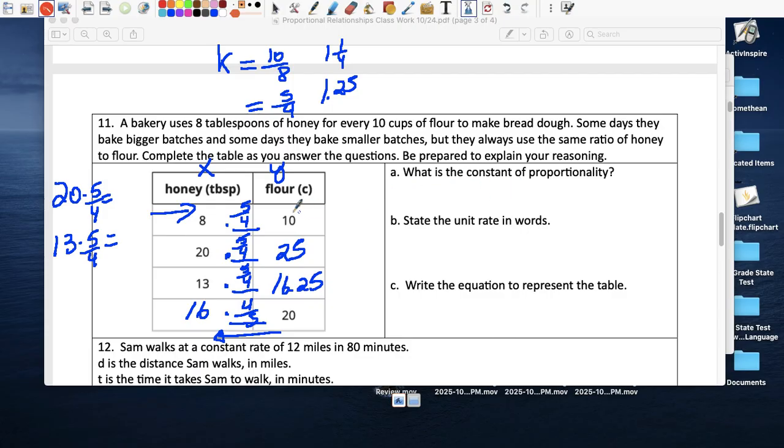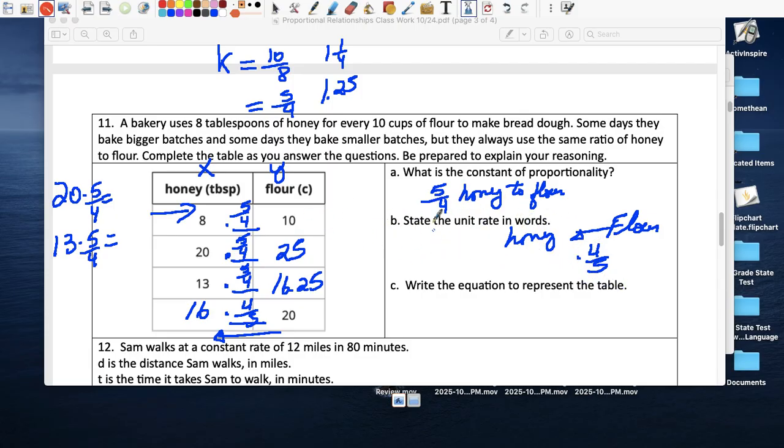So what's the constant of proportionality? Well, if we're going this way, the constant of proportionality is 5 over 4, right? If we're going from honey to flour. What's the constant of proportionality when I went the other way, from flour to honey? Well, it was not times 5 over 4, it was actually times 4 over 5. So there's two constants of proportionality, right, depending on which way you look at it.